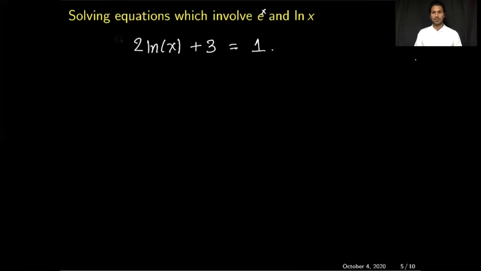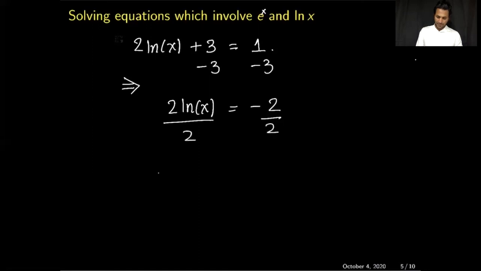Our next example is when you have to solve an equation which involves the logarithm function. Again, the procedure is the same. We will move all the terms which do not involve natural log of x by adding or subtracting or multiplying or dividing some expression. So this time I will add -3 on both sides. So I get 2 natural log of x equals -2. Then I will divide by 2 on both sides, and I will make the natural log expression on one side and some constant on the other side.